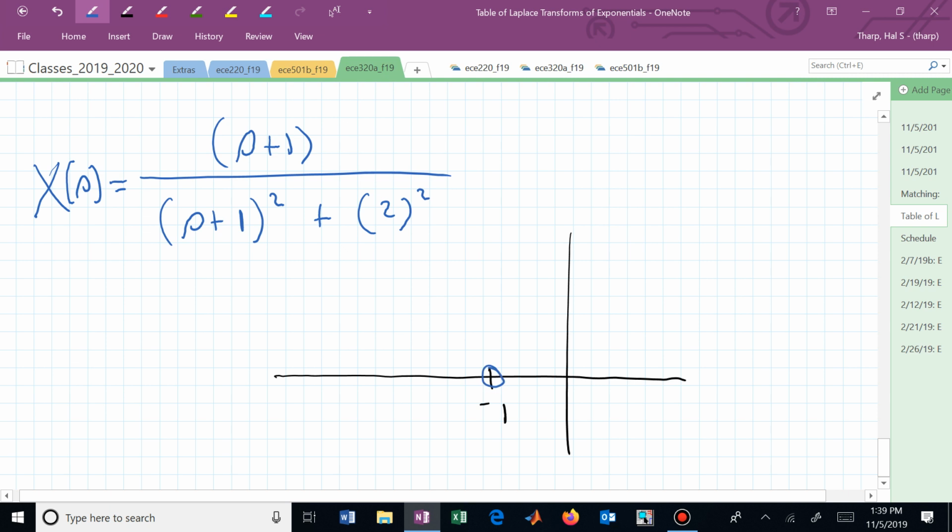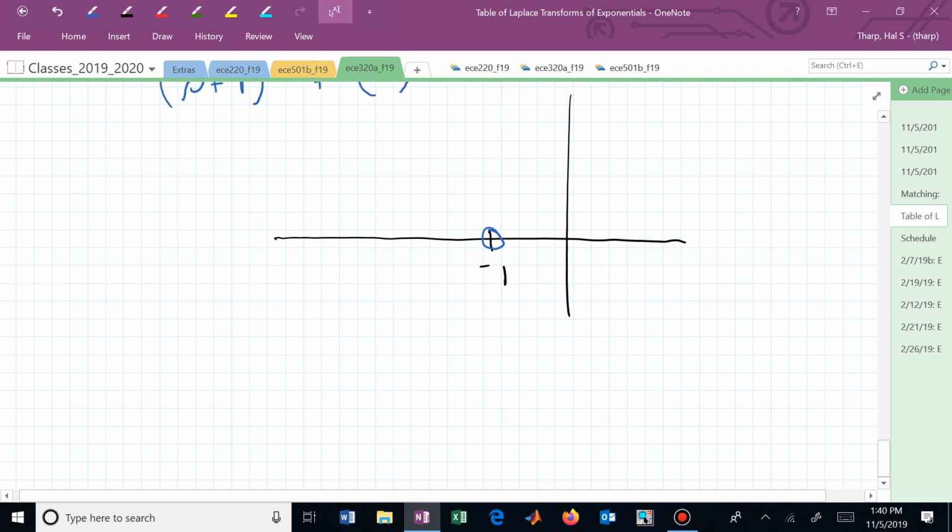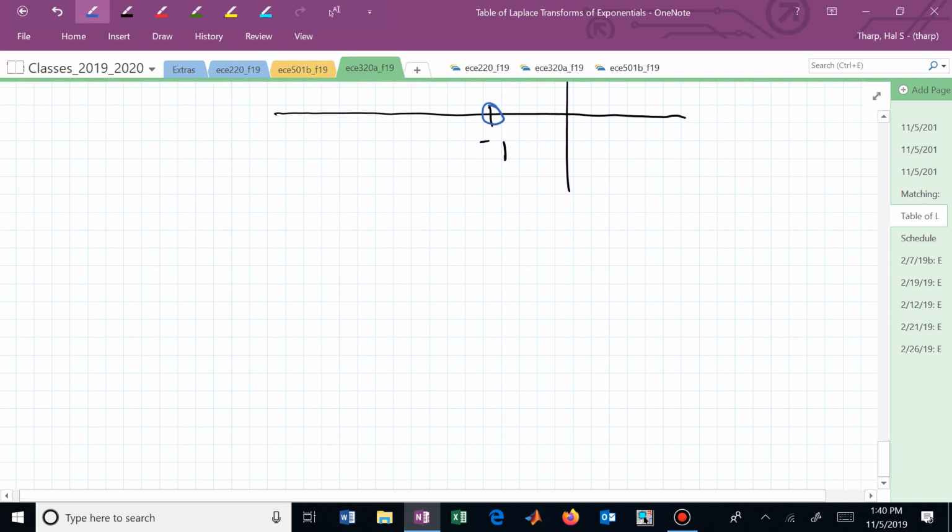Where are the poles? Are you used to seeing polynomials factored in this way? So this factorization, which I like, allows you to immediately see the real and imaginary parts of the roots of that quadratic in the denominator. This actually has poles at minus 1 plus and minus j2.